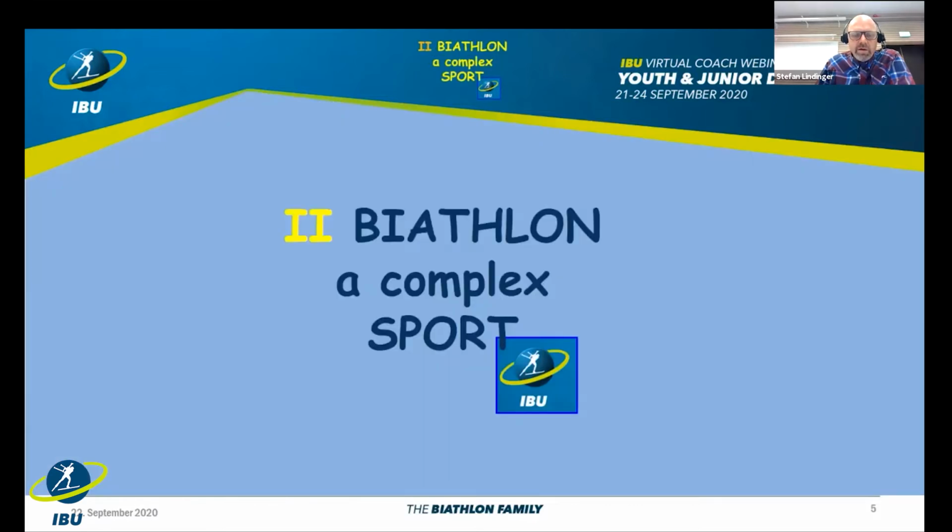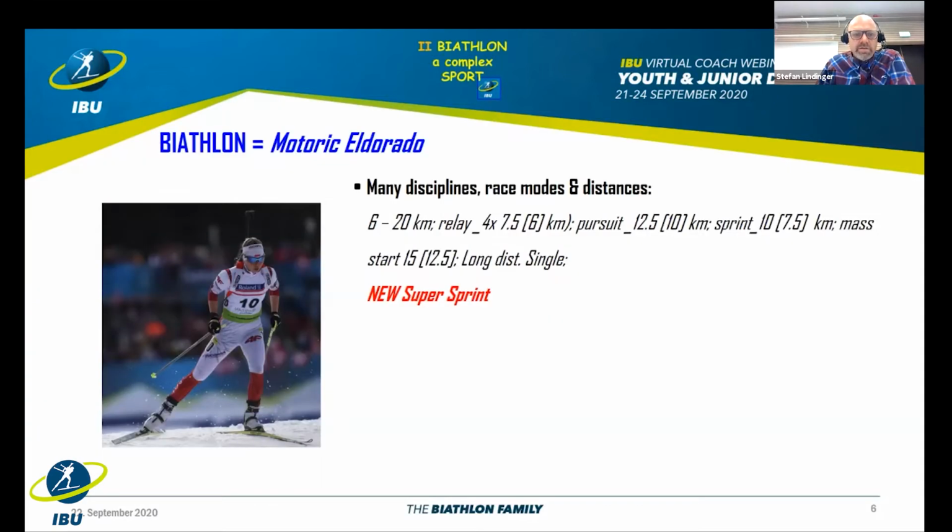So biathlon, a complex sport, it's definitely complex. It's not so difficult to explain and understand. You could also call it a motoric El Dorado. It's definitely one. Also cross-country, but biathlon even more due to the shooting aspect. So we have many disciplines. We have different race modes. We have different distances. I don't have to repeat that. You know all that. And we have some new disciplines coming in.